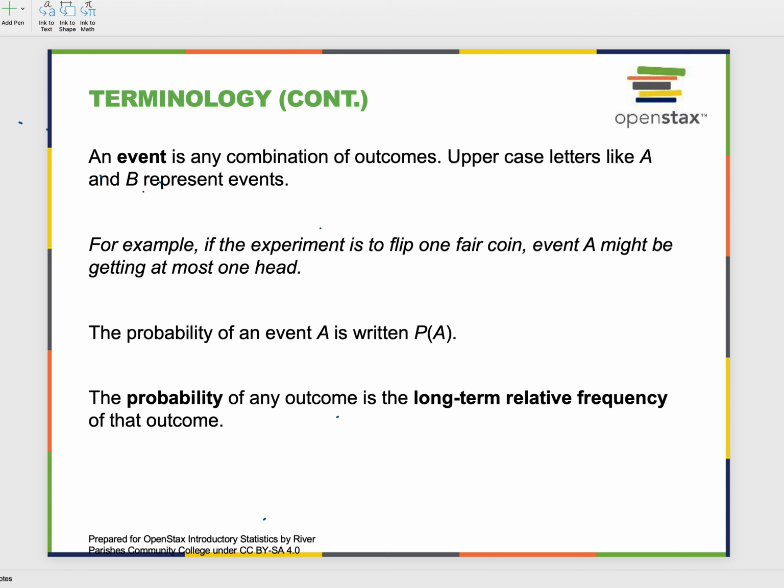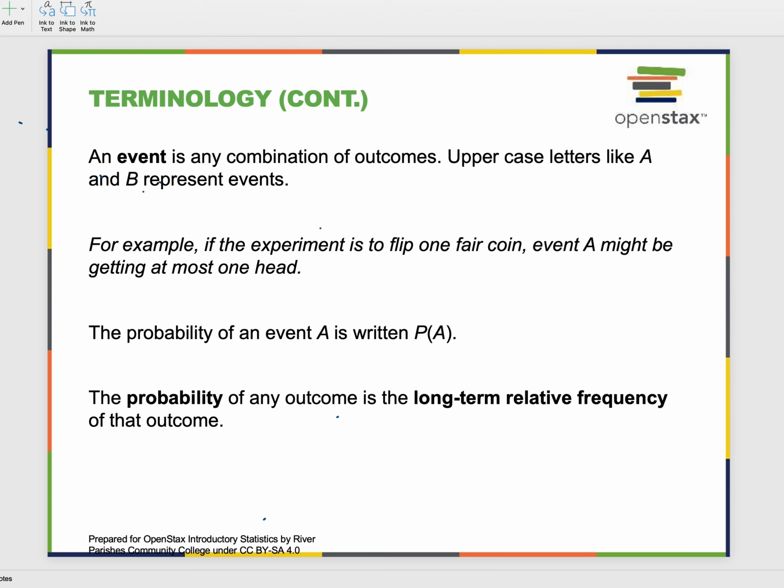An event is any combination of outcomes. Uppercase letters like A and B are used. So S is the set of all possible outcomes, and A is the particular outcomes that we're looking at. If you flip a fair coin, one event A might be getting at most one head. The probability of A is written P of A.